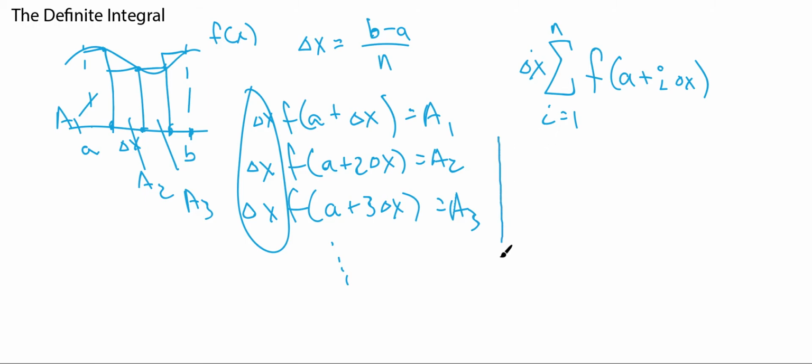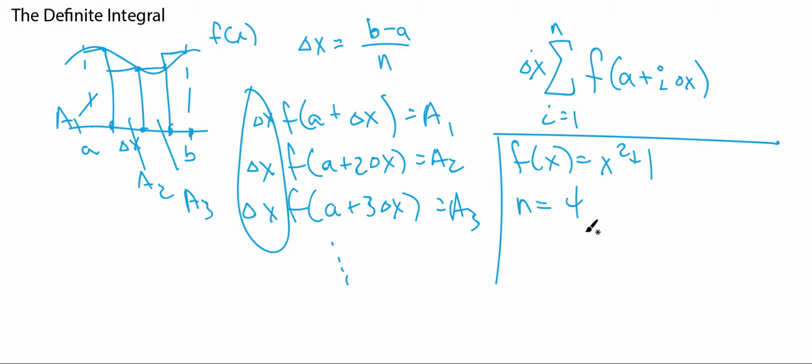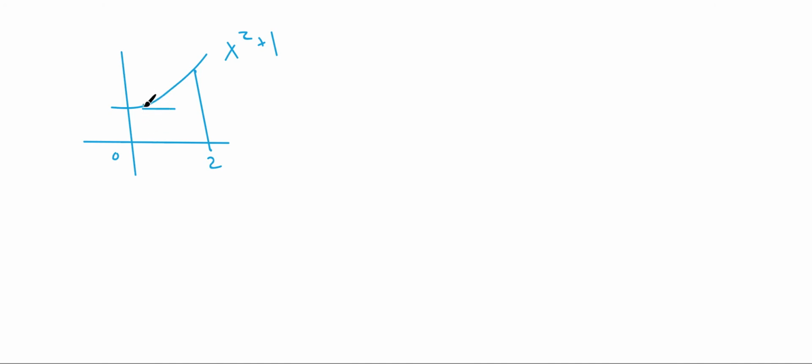So the next thing that we want to do is maybe actually use it. Let's say that we have this curve, f of x equals x squared plus 1, and I'll say that I have 4 rectangles, and we'll go from 0 to 2. That curve, x squared plus 1, is going to look something like this. Here is 2, this is 0. And we want 4 rectangles here, and we're going to build them like this.